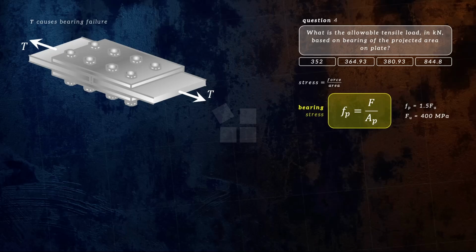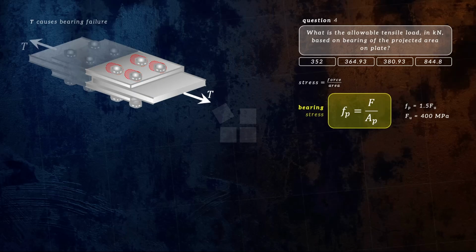Force F is your allowable tensile load, which you are solving for in this case, and area being the bearing area, AP. To better understand the bearing area, let's consider just half of the whole connection. If T acts and causes bearing failure, the bolts will loosen over time and holes will form in the plate. This is the bearing failure. However, what we need to consider is the fact that the bolts are being pressed at this area, which is the point of contact between the bolts and the plates. And that is the location of the bearing area.